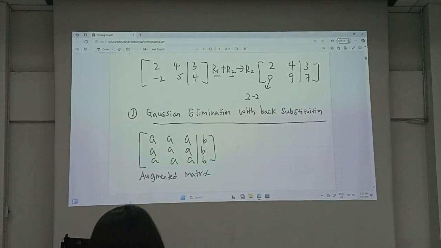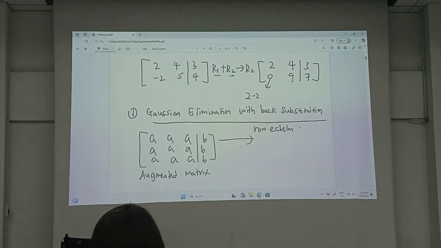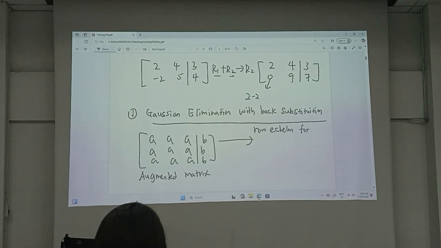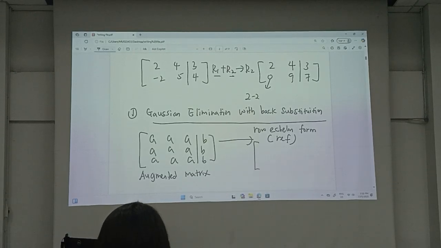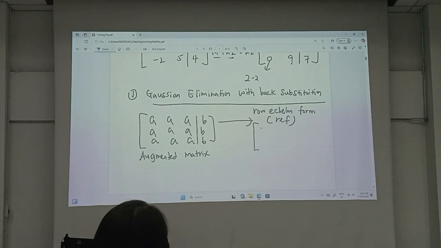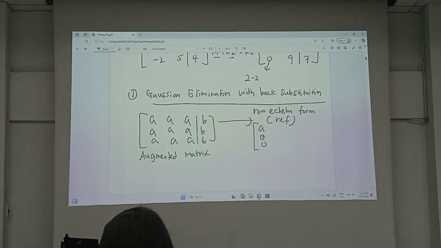So for Gaussian elimination, we need to turn this matrix into row echelon form, REF. So what does it mean, row echelon form, right? Basically this is a row echelon form. Here is 0, 0, 0.